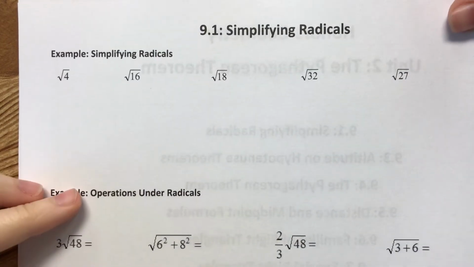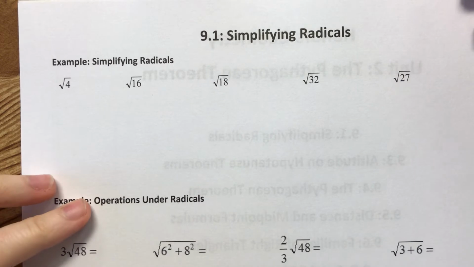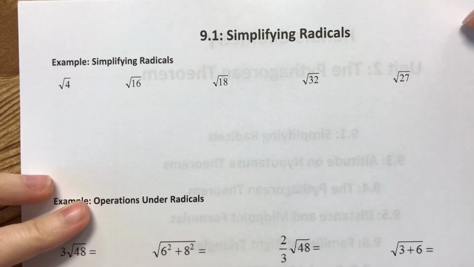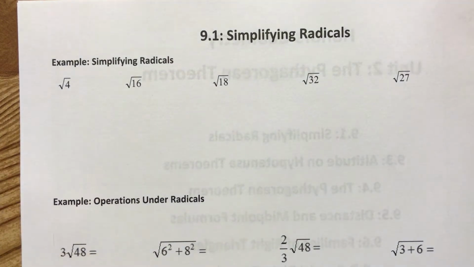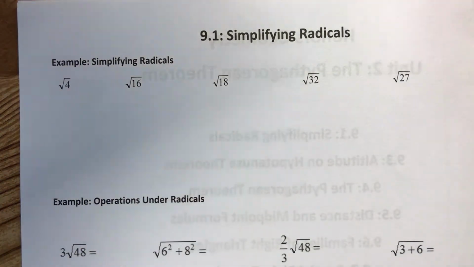Hello. So today we're going to talk about 9.1, which is simplifying radicals. This is stuff that you probably learned in Algebra 1, and we're just going to review a whole bunch of it today as we start in with Chapter 9. So the first thing is just how do you simplify a radical? A radical is another way to say the square root sign.